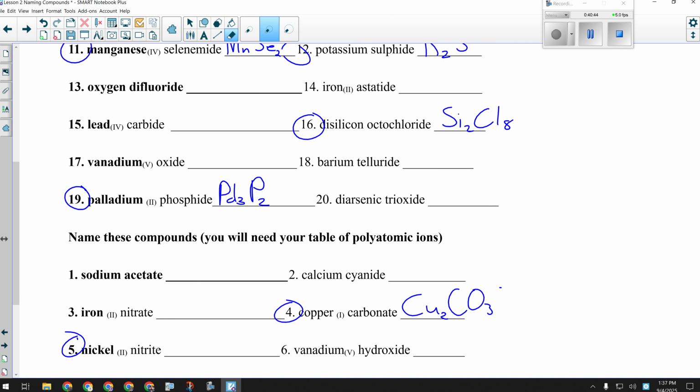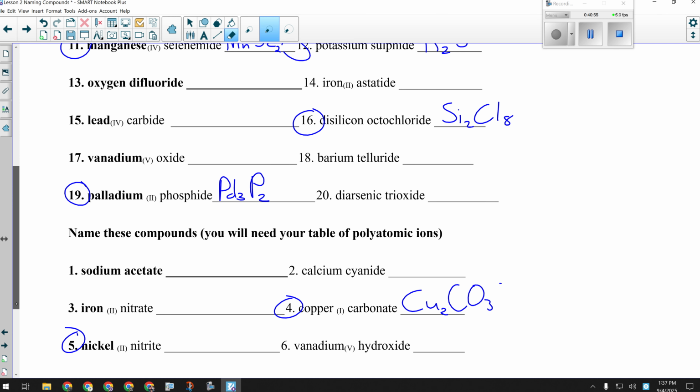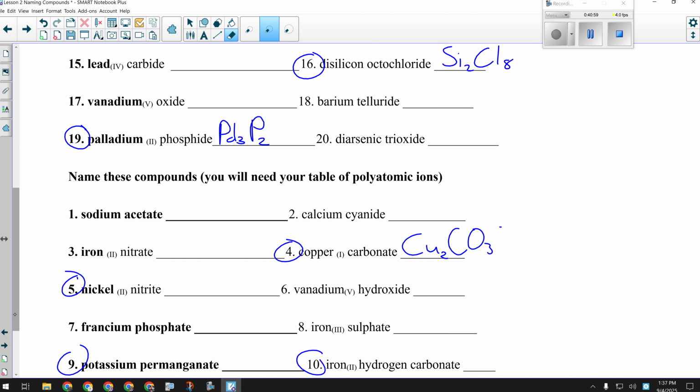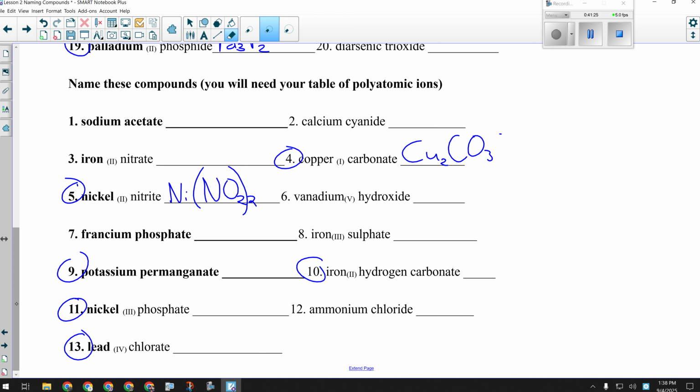Number 5, nickel 2 nitrite. Oftentimes people get nitrite and nitrate mixed up. They just don't look carefully enough. So ionic or molecular? Ionic. So nickel, and this is the 2+ nickel because the Roman numeral tells us that, and it is with nitrite, which is NO2, which has a -1 charge. So we drop and swap, the 1 goes there, the 2 is going to go here, and what else do I need to do? Brackets. All right, I'll give you a couple minutes on the last 4 there, and we'll talk about it.